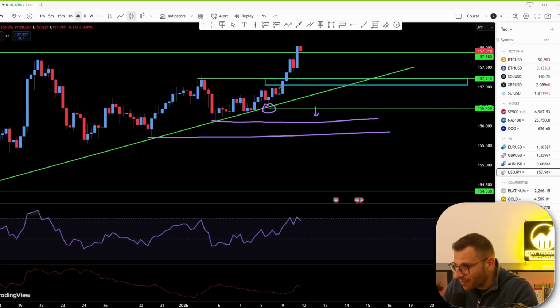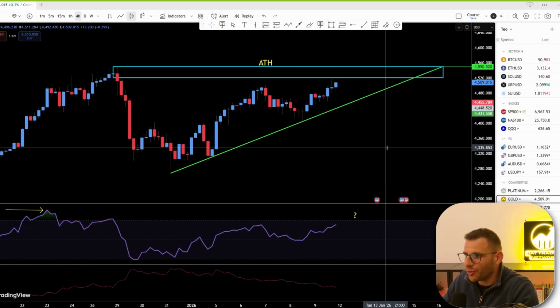In case something happens and the Japanese yen becomes extremely strong or the US dollar extremely weak, then we can see a follow through all the way down to 154.338. One of the most important charts for next week will be the chart of gold.